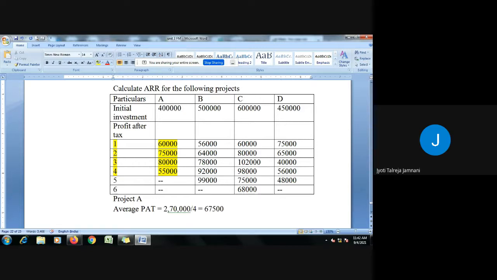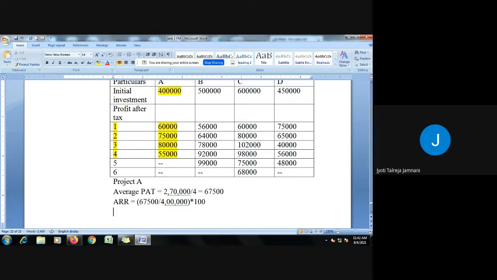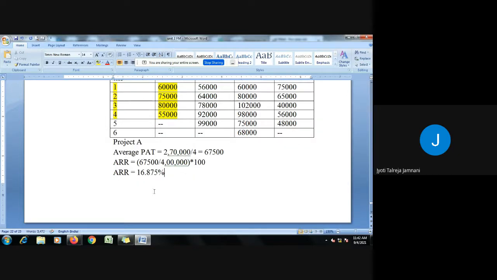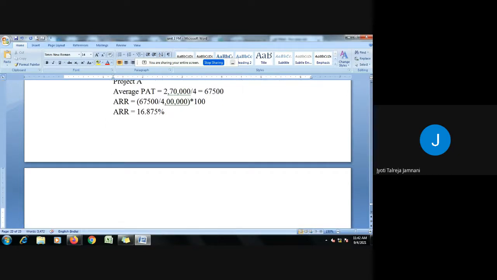Now we can find the accounting rate of return, ARR, which is equal to 67,500 divided by the initial investment, which is given as 4 lakh. So 67,500 divided by 4 lakh into 100. ARR will be equal to 16.875%. So this was for project A. Similarly, we have to do it for project B.